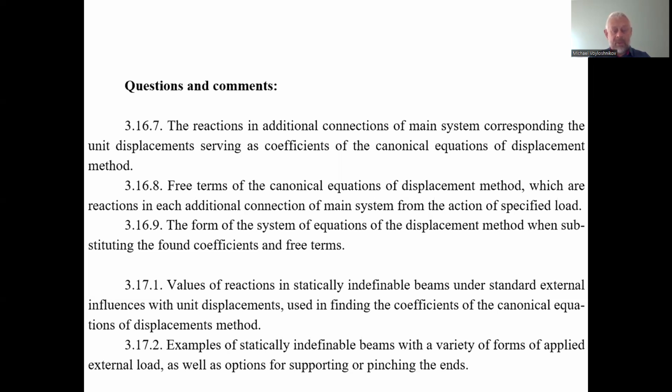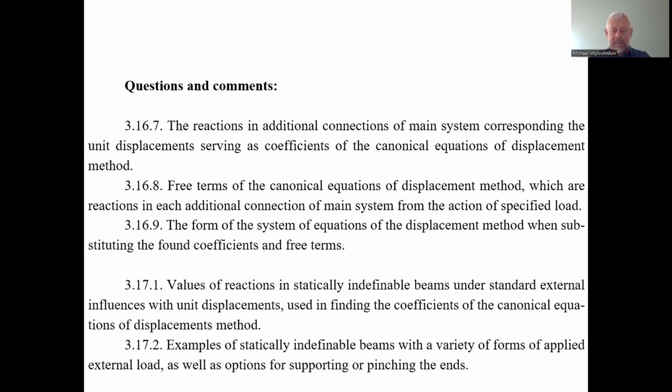3.16.8, free terms of the canonical equations of the displacement method, which are reactions in each additional connection of the main system from the action of the specified load. The approach to find the free terms is the same as the approach to find the factors of the summands of the canonical equations, which are proportional between the forces arising in each of the extra connections due to the unit displacement of other extra connections.